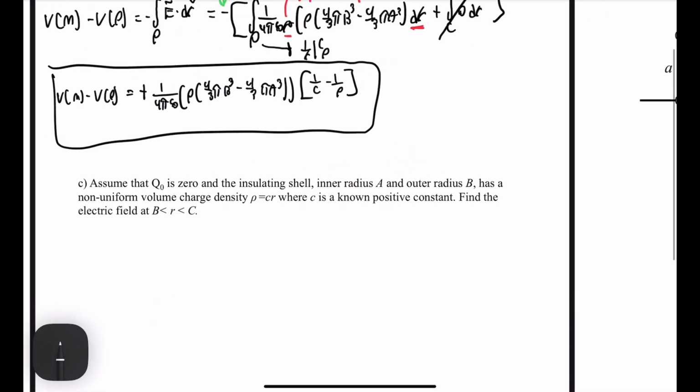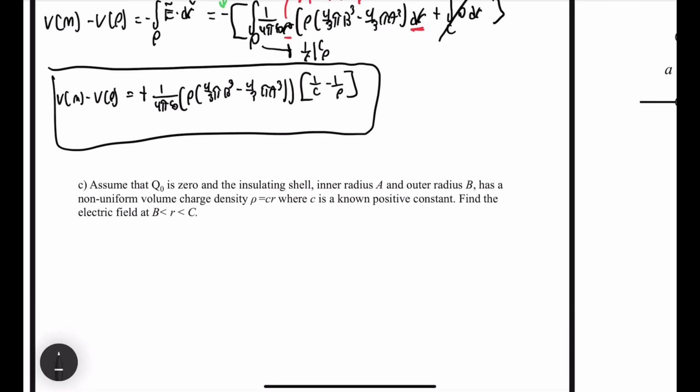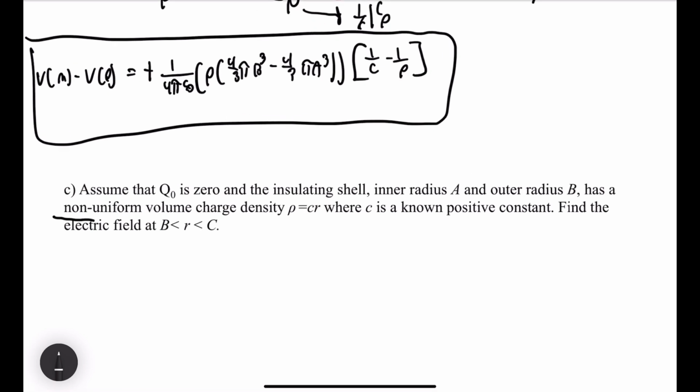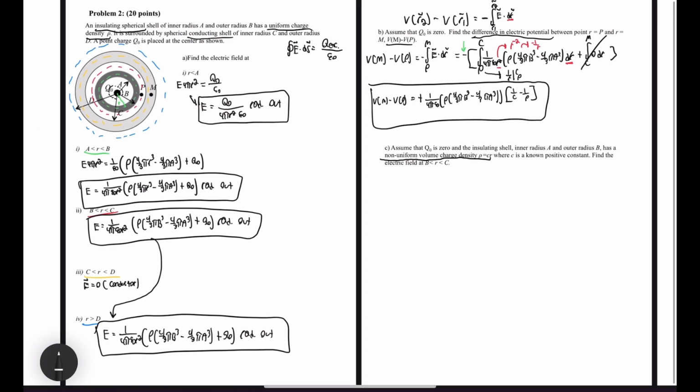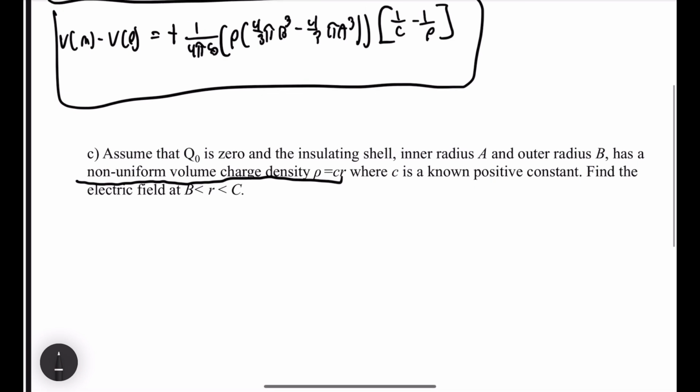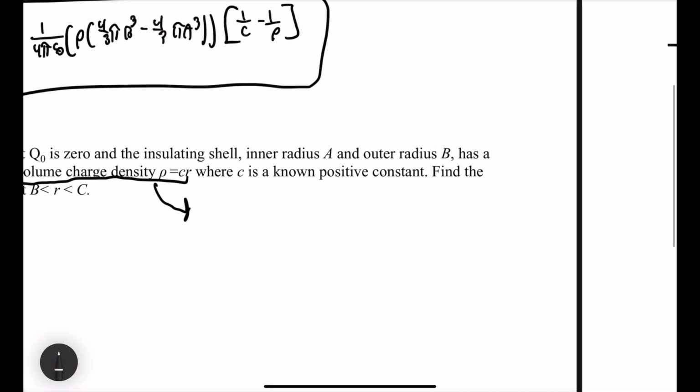Now for part C, again, still assuming that Q naught is equal to 0. And now the insulating shell with inner radius A and outer radius B has a non-uniform volume charge density, rho equals CR, where C is a known positive constant. And now it wants us to find the electric field between B and C. Now what we need to know is when we ever have something like this, where rho is depending on distance, we're going to have to integrate.